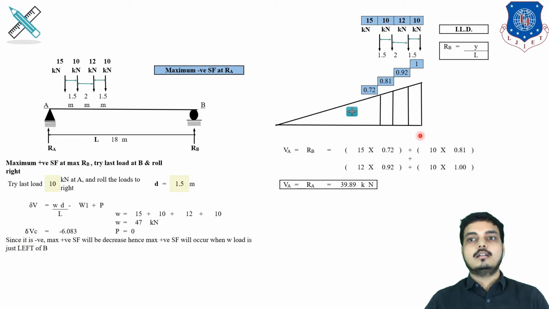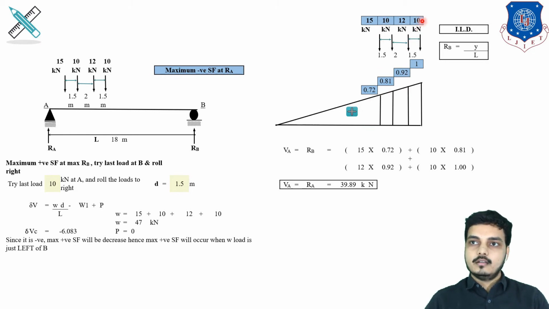Before that, we will draw this ILD for RB with the help of the Y by L formula. So 0 by L, 1 by L, 2 by L, 3 by L, 4 by L, up to 18 by L. 18 by 18 is 1. And the rest of the ordinates for the required loading we can find out with the relation.